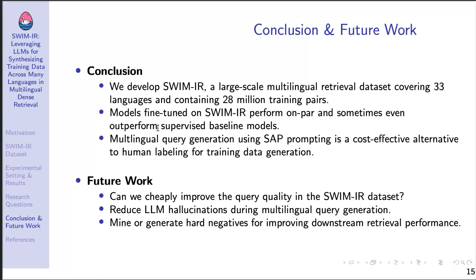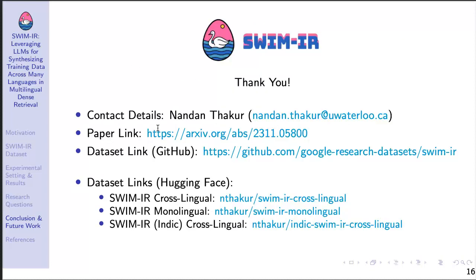A few future work questions: can we cheaply improve the query quality in the SwimIR dataset? Another thing to consider is, can we reduce the LLM hallucinations which are observed during multilingual query generation? Or can we look into techniques where we can mine or generate better hard negatives to improve the downstream retrieval performance?